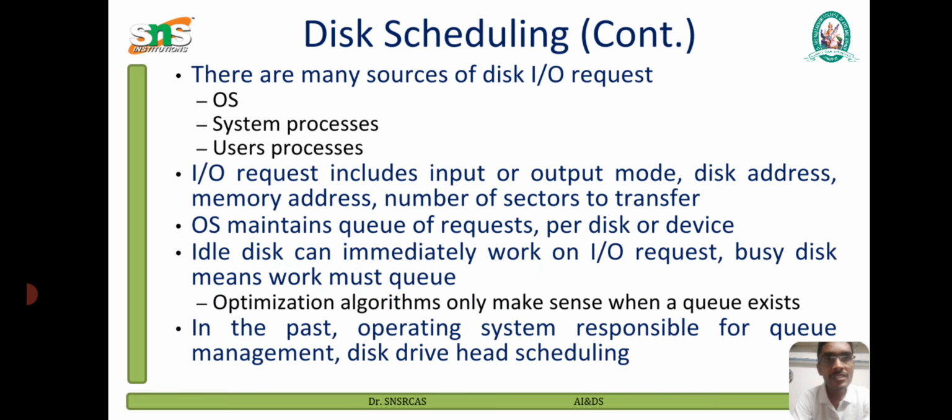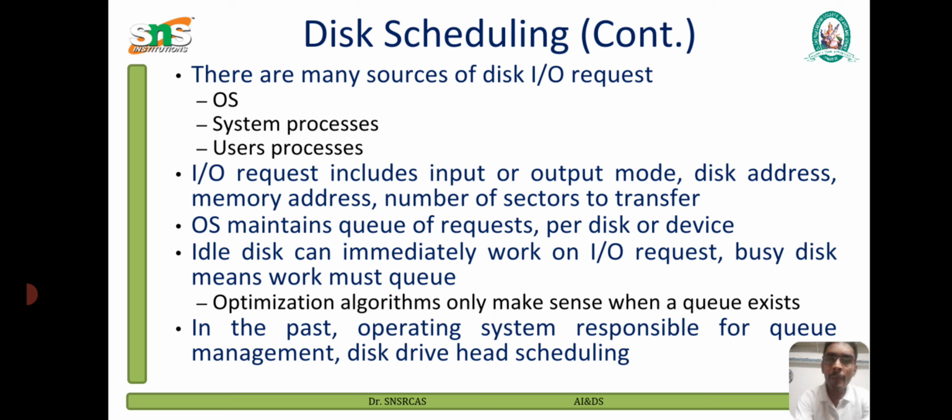Coming to disk scheduling, there are many sources of disk input output requests. A few examples are operating system requests, system processes, user processes and so on. Basically, input output requests include the mode, which means read or write mode, and also the disk address, memory address, number of sectors or type of data to be transferred.